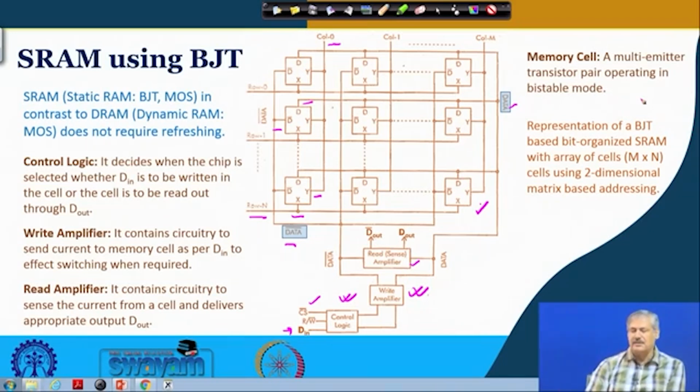Moving forward, in the memory cell we shall see a multi-emitter transistor pair connected in a cross coupled mode, which operates in a bistable mode as well. That is, one transistor is on or off, and the corresponding transistor will be in the opposite state. If one is on, another will be off. So, let us see.